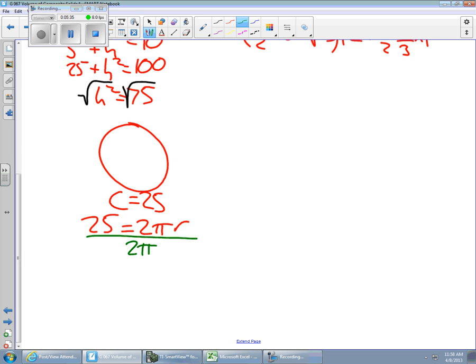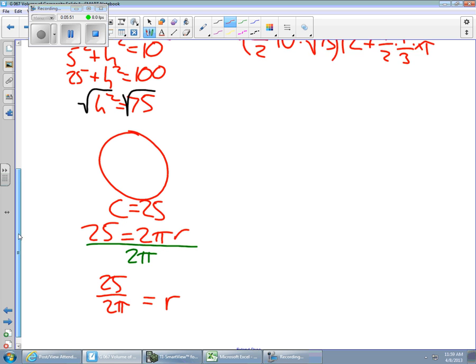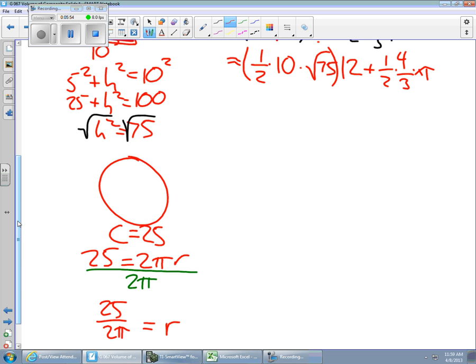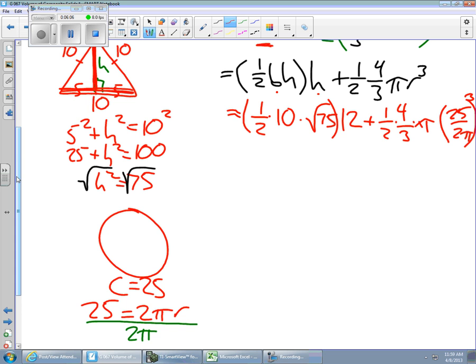I'm going to divide both sides by pi, and the only thing that'll be left on the right side is the radius, and it will equal whatever 25 over 2 pi happens to be. Okay, so 25 over 2 pi. Now, what that means is this value, which is the radius, and I'm kind of out of space, but we need to cube it. Okay, you've got 1/2 of 4/3 pi r cubed. Now we've got a formula there, a very ugly formula, but we've got one.